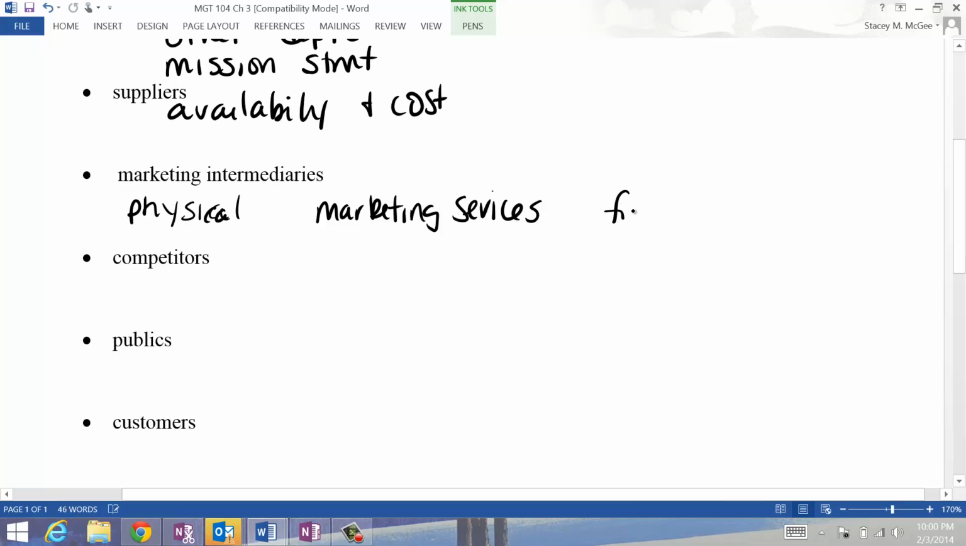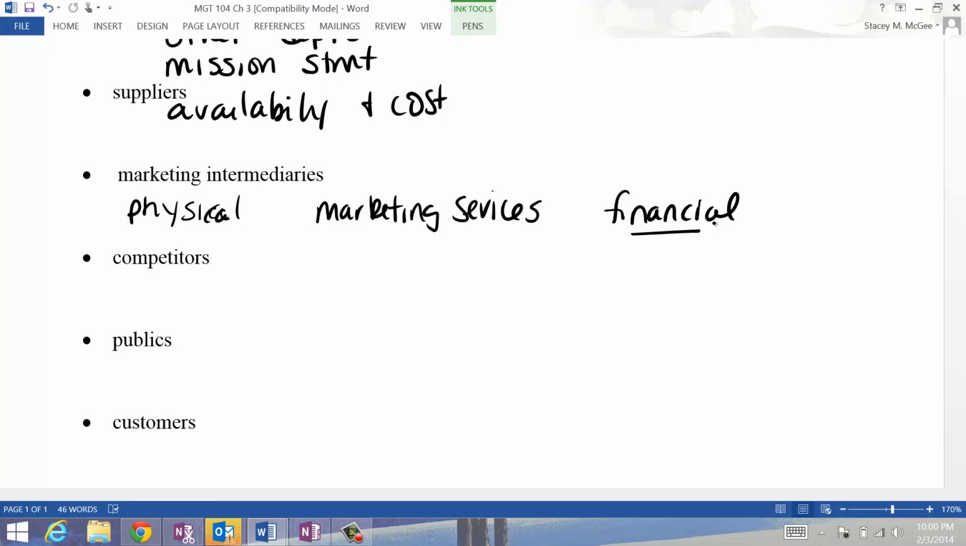And then we also have financial intermediaries, and these would be banks that loan us money, or credit card companies that make it easier for us to sell to our customers, or insurance companies. Any of those would be financial intermediaries.